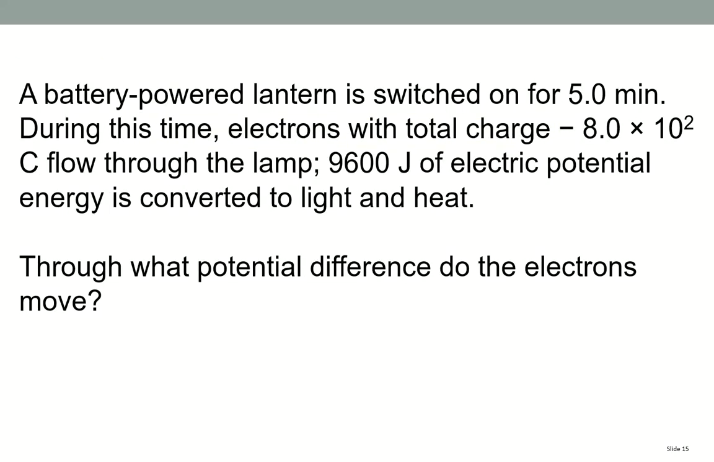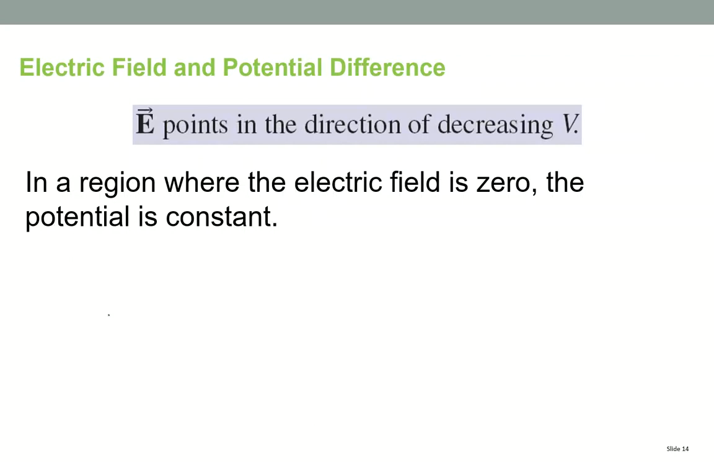All right, our last problem. A battery-powered lantern. Oh, I never talked about the electron volt, and I said I would. This is a unit of convenience. We have potential energy change is equal to Q delta V. And that's the key to the next problem.